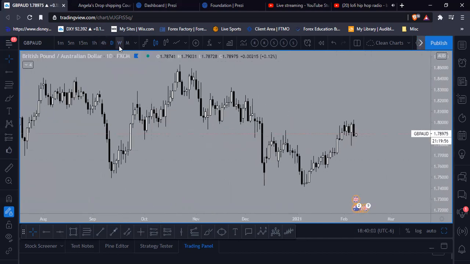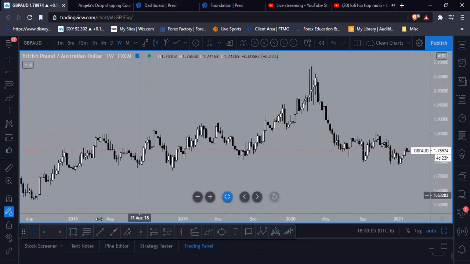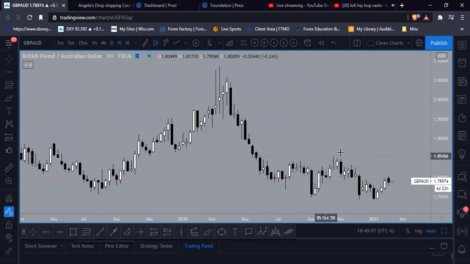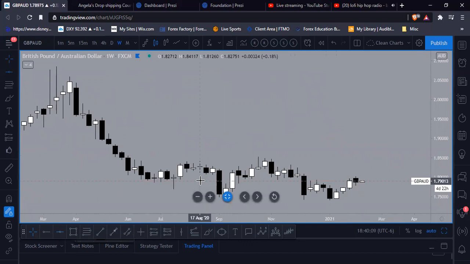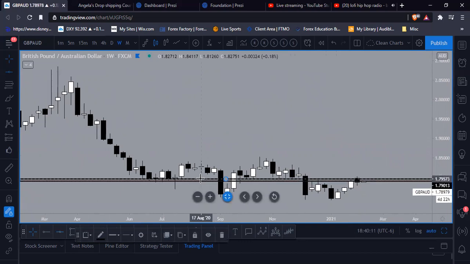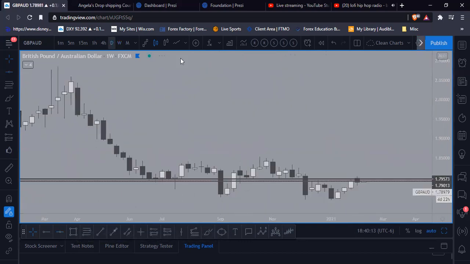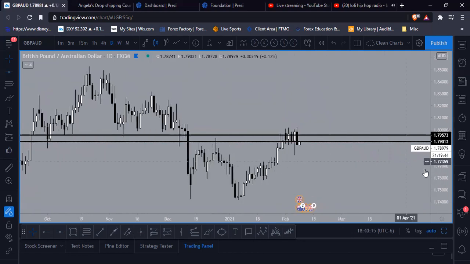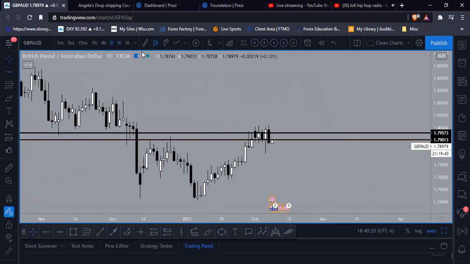Oh wait, hold on, I'm sorry, forgot to draw out some important zones like this. Okay, daily time frame, price has been consolidating up in here. I don't like seeing that. And then we have a thick daily candle close like that.